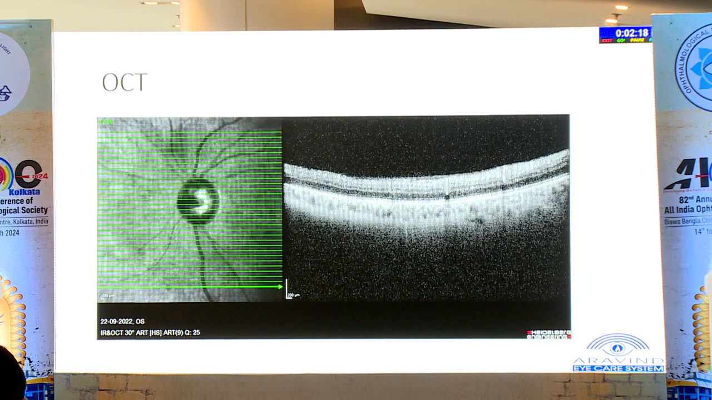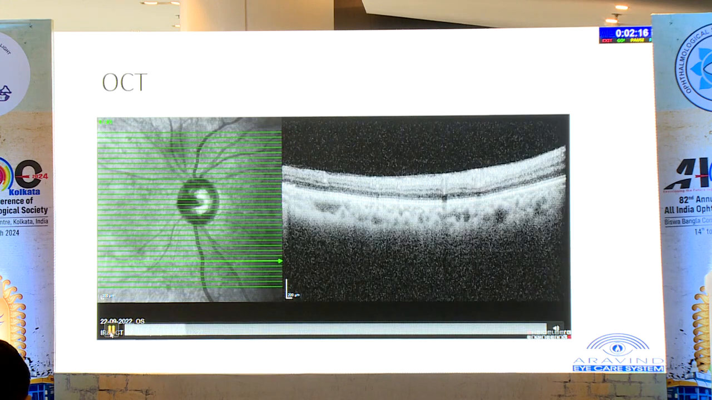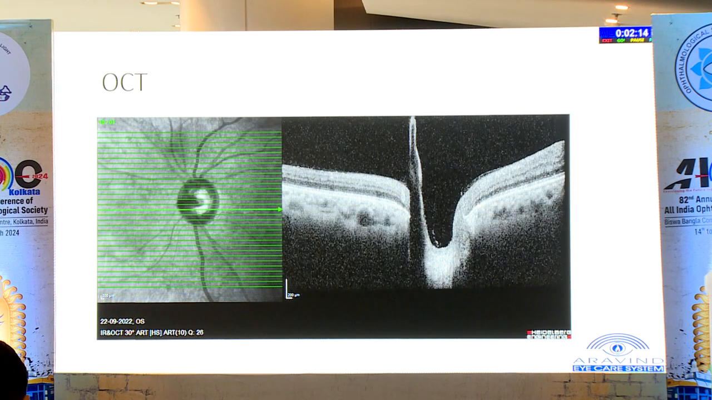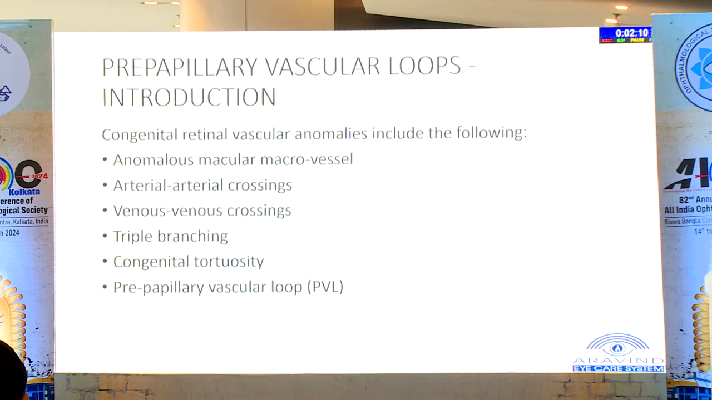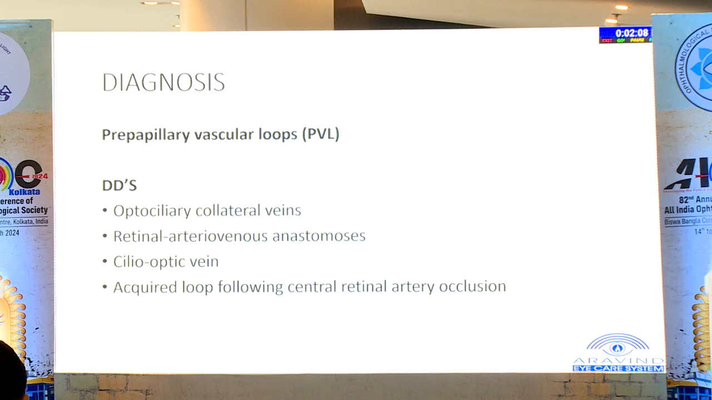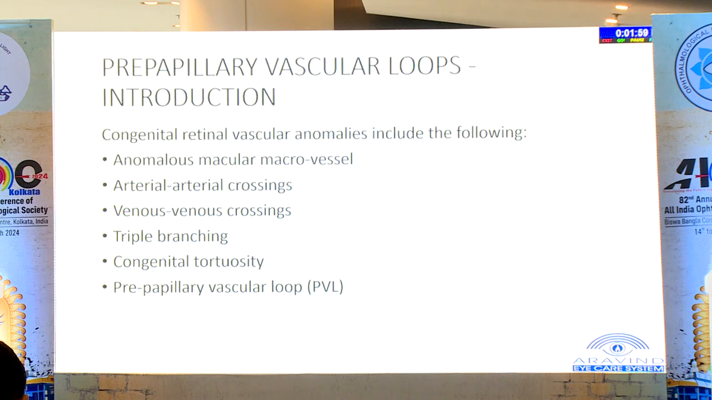Okay, next we go into the OCT. OCT done over the loop showed a central lumen with projection into the vitreous. So our clinical diagnosis, pre-papillary vascular loops. Our DDs were optociliary collateral veins, retinal arterial venous anastomosis, cilioptic vein, and acquired loop following CRA occlusion.